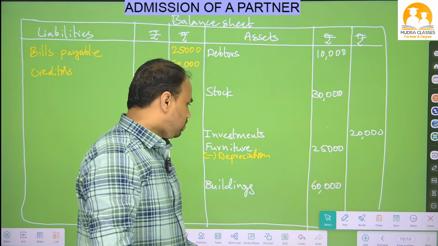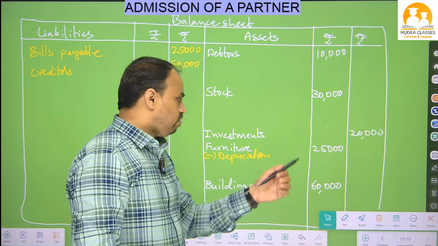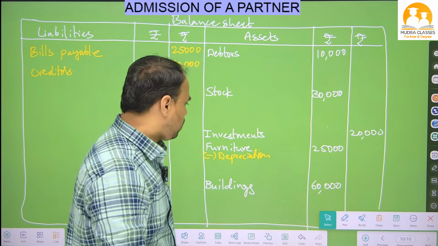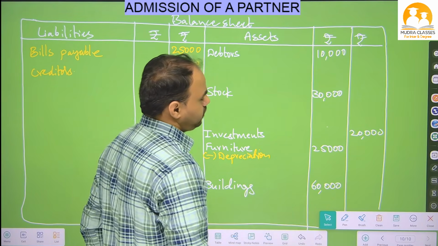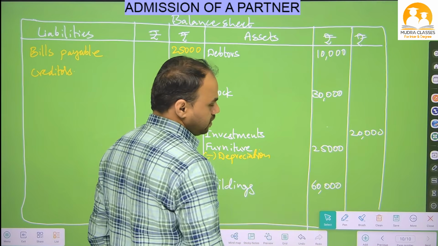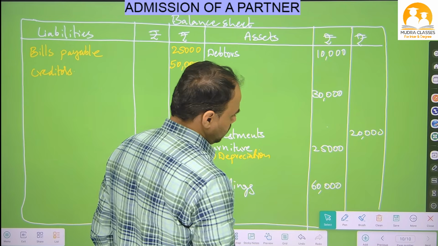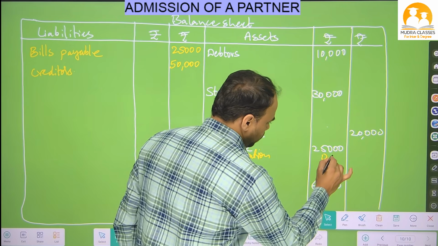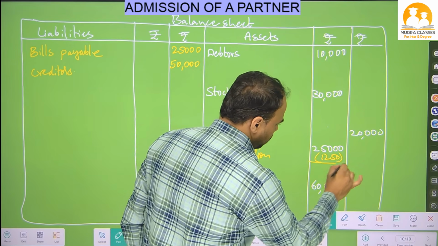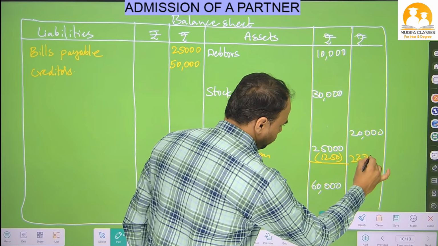So here what is he saying? Depreciation of furniture, 25,000 is given. So on 25,000 how much percentage is said? 5%. On 25,000, 10% would give 2,500. 5% means 1,250. So in the outer column we have to write 23,750.